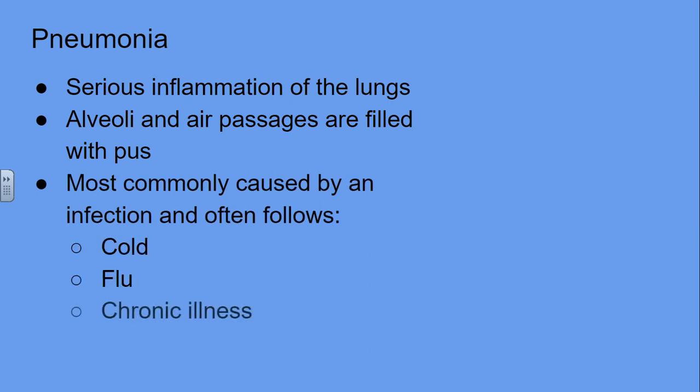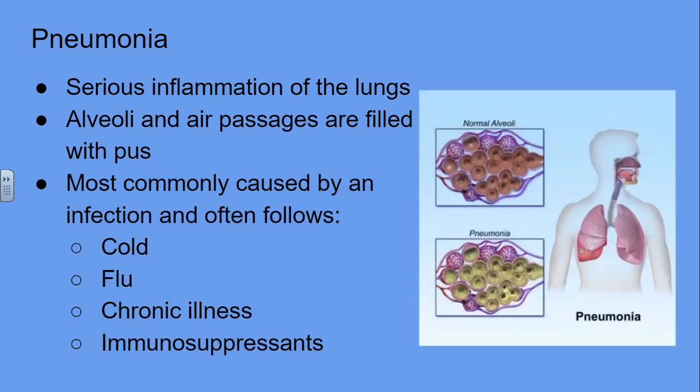Pneumonia. Anybody ever had pneumonia before? Pretty common one. Pneumonia is serious inflammation of the lungs where your alveoli and your air passages are filled with pus. This most commonly is caused by an infection and often follows cold, flu, chronic illness, or if you're on immunosuppressants. Pretty common to get pneumonia after COVID, or if you have an upper respiratory infection. If it gets more severe, it could turn into pneumonia.